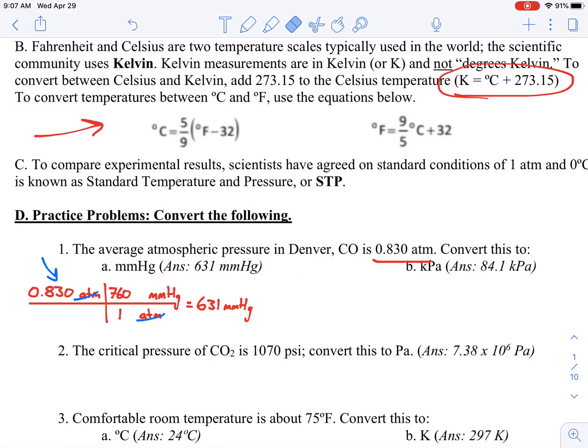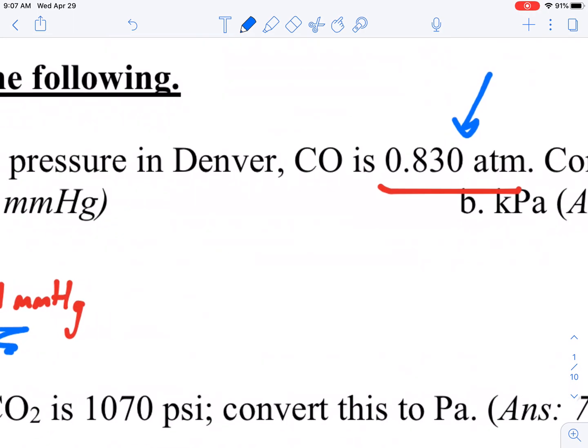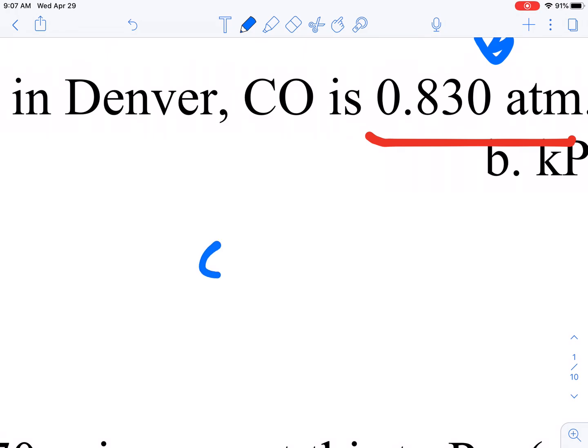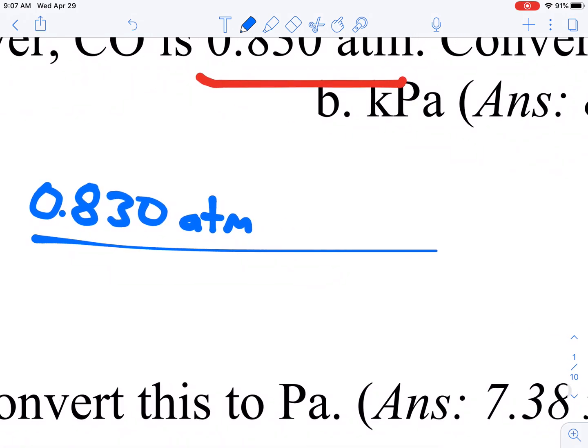And when we do the conversion to kPa, we have a choice. We could either start with 631 that we just got, or we could start with 0.830 because they're the same pressure, just different units. So you can pick either one you want. I'm going to pick 0.830. So 0.830 ATM. We're looking to convert that into kPa.